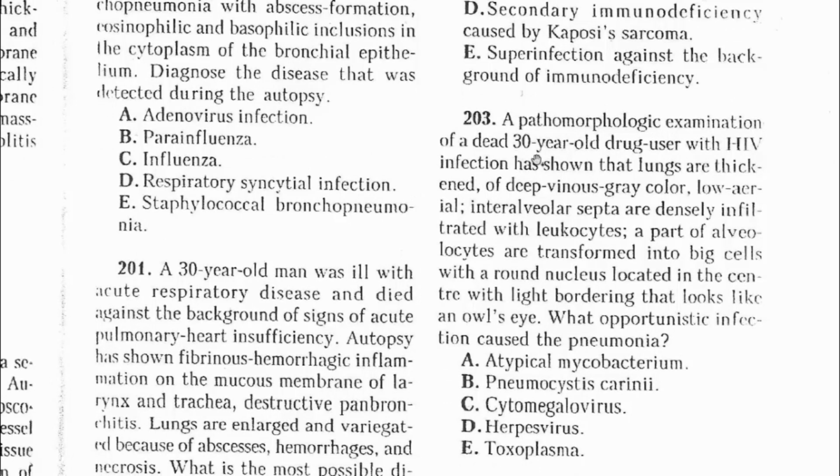203. A pathological examination of a dead 30-year-old drug user with HIV infection has shown that lungs are thickened of deep gray color, low airy. Interalveolar septa are densely infiltrated with leukocytes. A part of alveolar cells are transformed into big cells with a round nucleus located in the center with light bordering that looks like an owl's eye. Owl's eye. If you see this, they are talking about what? Cytomegalovirus. The answer is what? C.